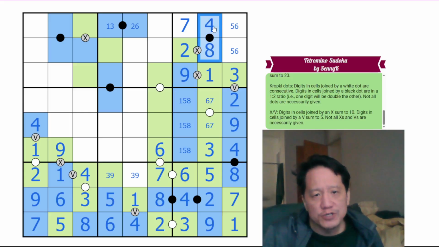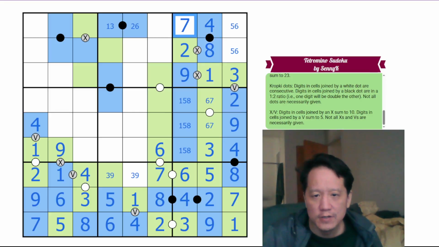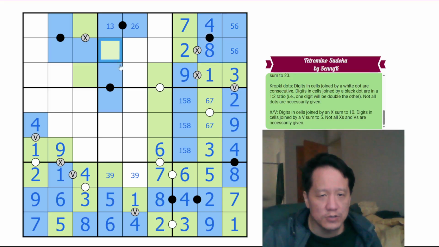Okay, if you have 4, 7, and 8, that adds up to 4 and 8 is 12 plus 7 is 19. 23 minus 19 would be another 4, so that's not possible. So this cannot be part of this tetromino. So this is green. These are both blue. And 5, 6 as a pair works.